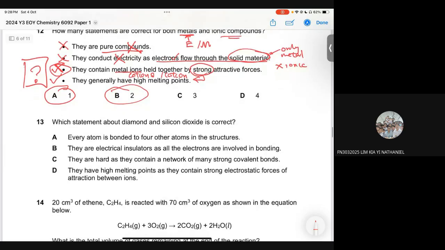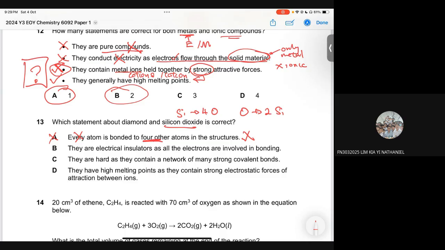Okay, next, question 13. Which statement about diamond and silicon dioxide is correct? For this one, every atom is bonded to 4 other atoms in the structures. This is wrong. Because in silicon dioxide, silicon is bonded to 4 oxygen, but each oxygen is bonded to 2 silicon. So therefore, this one is wrong because not every atom, the O is not. So A is wrong.